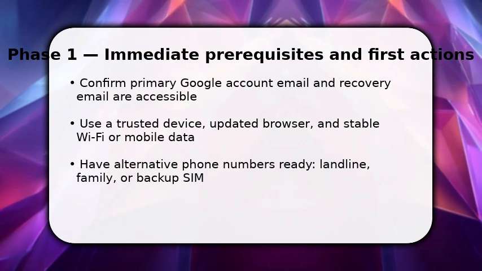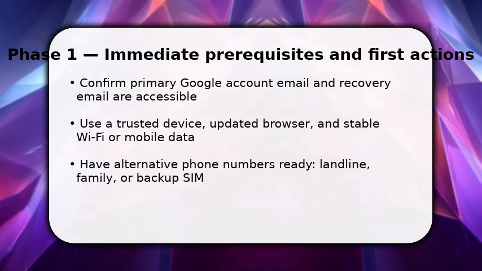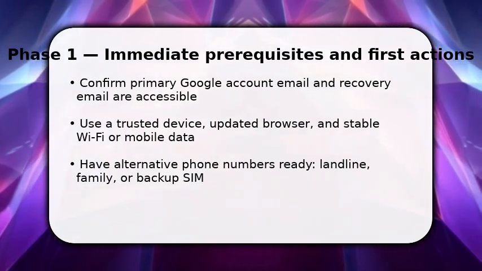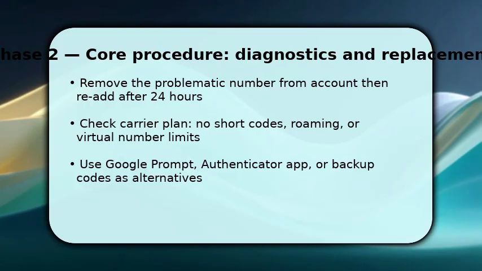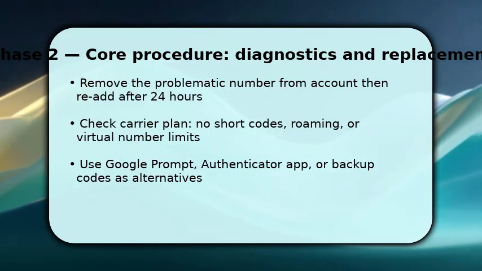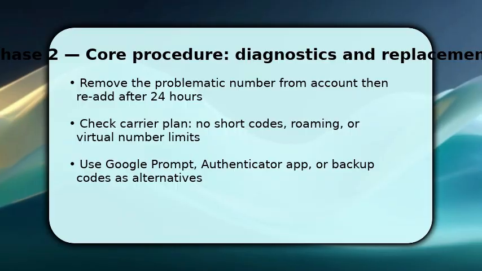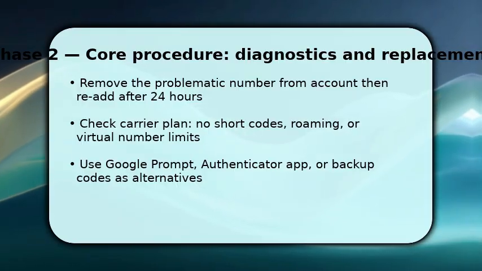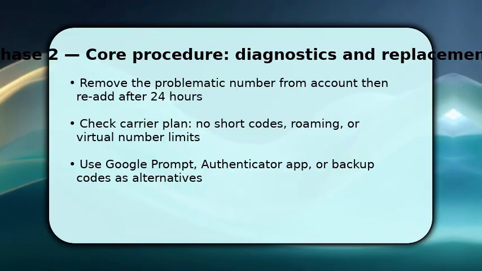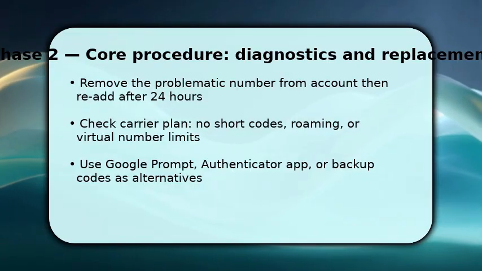Once done with basics, remove the troublesome number from your account settings and wait. Google often enforces a cooldown of up to 24 hours before reuse. While waiting, enable alternate two-step verification methods. Google prompt on another device, Authenticator app, or generate backup codes and save them securely.